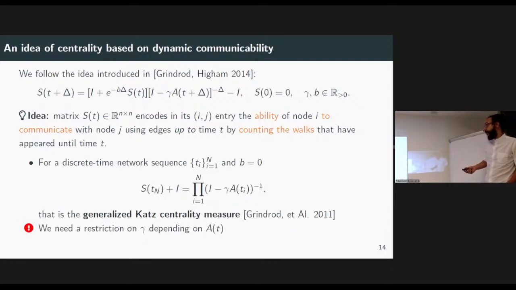Particularly, if you take a discrete time step, you recover simply the product of the measures at all time steps. This is the so-called generalized Katz centrality, the one based on the resolvent. But what this entails is that you have to put a restriction on the gamma parameter because this thing needs to be invertible.